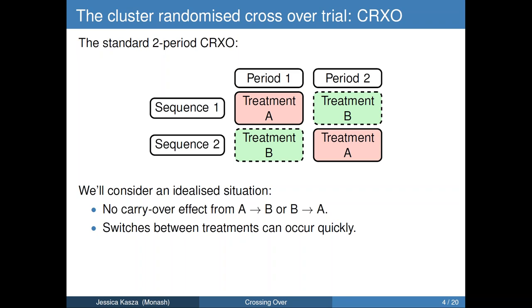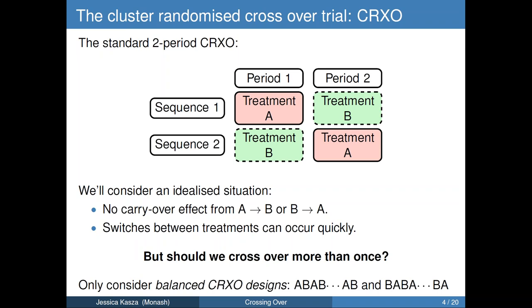Okay, so the question is, the standard cluster crossover design looks like this. We cross over once from treatment A to treatment B or from B to A, but should we be crossing over more than once? Is there anything to be gained from doing this? And another small caveat, I'm only going to consider designs that alternate with each period, so balanced crossover designs, designs that have sequences that go A, B, A, B, A, B, and B, A, B, A, B, A. So this is the setup that I'll be considering here.